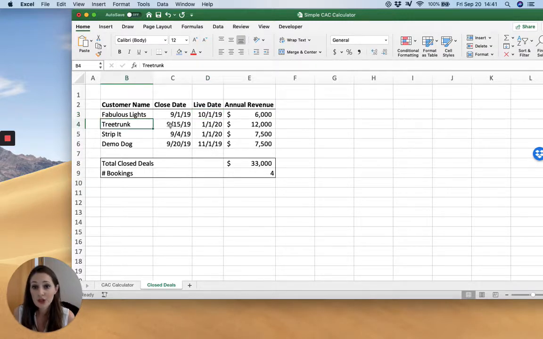Tree Trunk closed is closed on 9/15, but they're not going live till next year. So even though we're not going to see revenue from them, we've already closed them, we have a signed contract, and we know that we can start invoicing them, and they're going to be live in January. And that's really important because the booking date, which is the close date, is going to be different from the live date. The live date is going to show you when you can start recognizing that revenue from the customer.